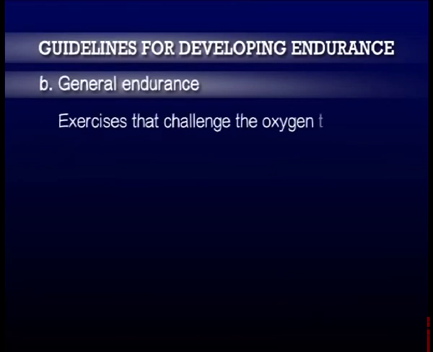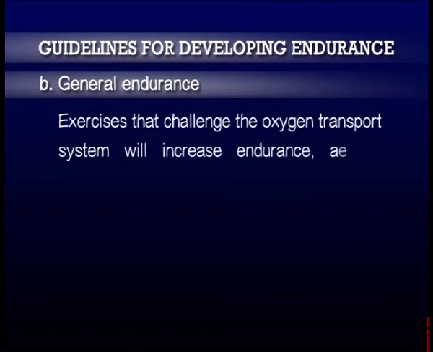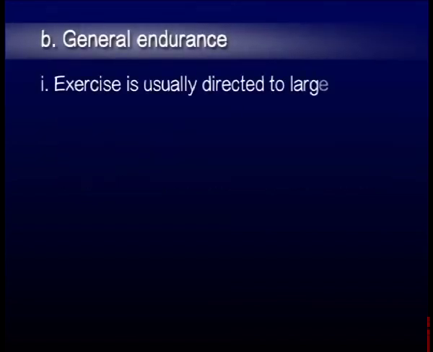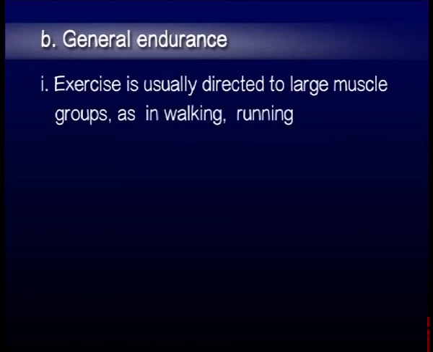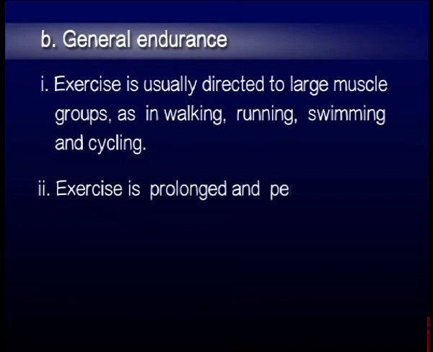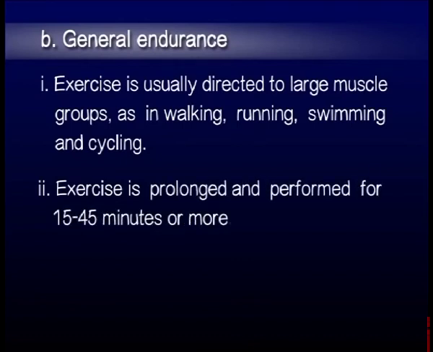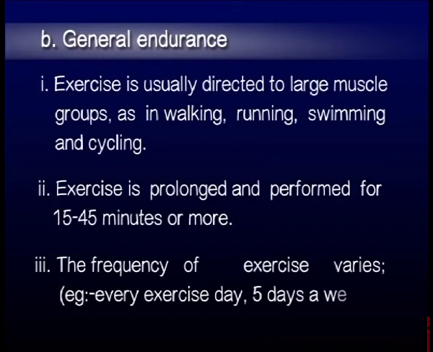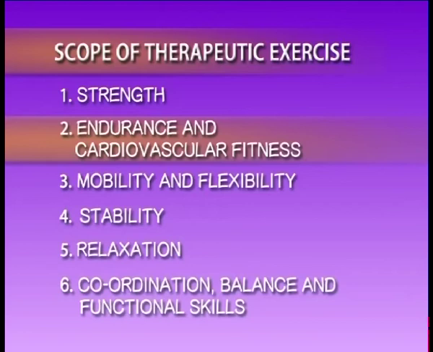Exercises that challenge the oxygen transport system will increase endurance, aerobic capacity, and overall cardiopulmonary fitness. Exercise is usually directed to large muscle groups, as in walking, running, swimming, and cycling. The exercise is prolonged and performed for 15 to 45 minutes or more, and the frequency of exercise varies, for example, 5 days a week. And next comes mobility and flexibility.